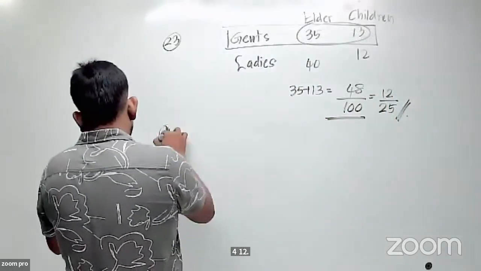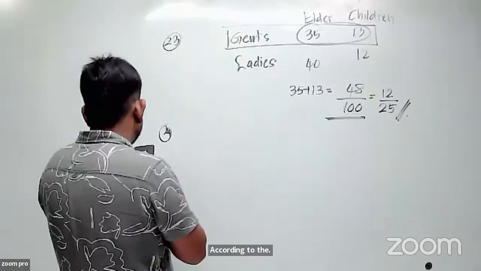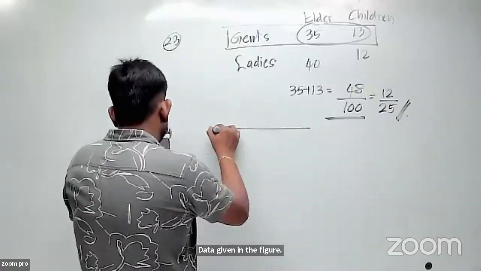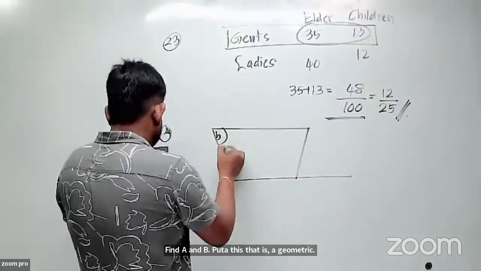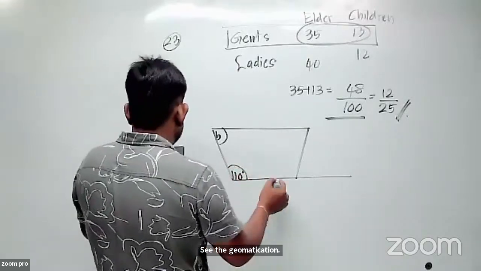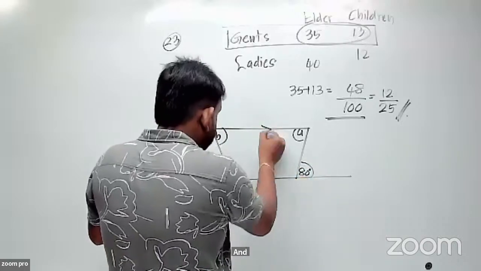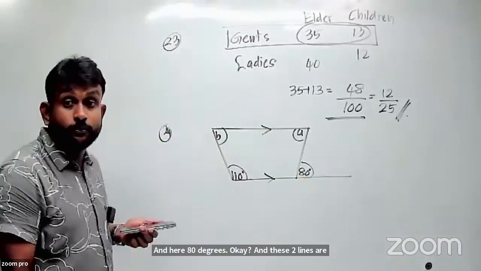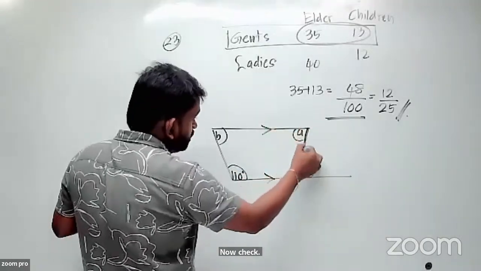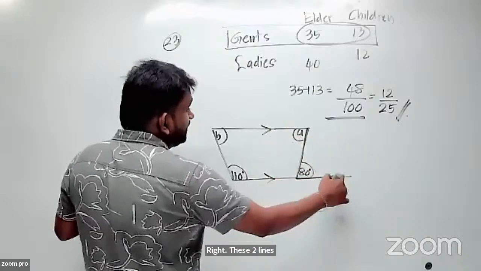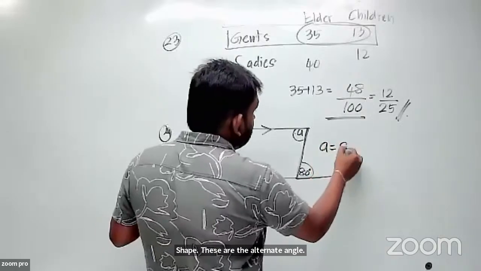Both are acceptable. Question 24. According to the data given in the figure, find A and B. That is a geometric equation. See here B, and here 110, and here A, and here 80 degrees. And these two lines are parallel. Now check. These two lines are parallel, so you can see a Z shape angle. We call these alternate angles. Z shape angle. So here A is 80, so A equals 80 degrees.